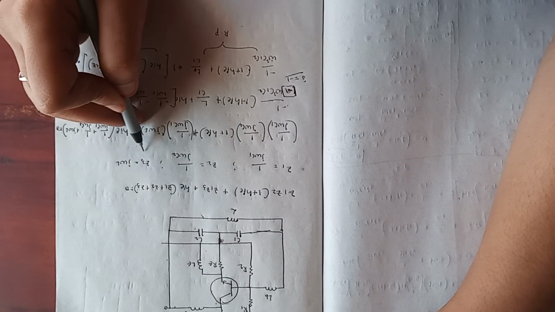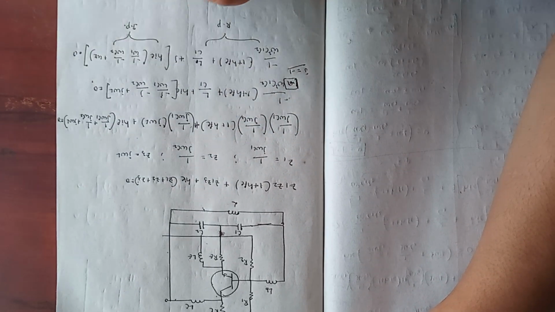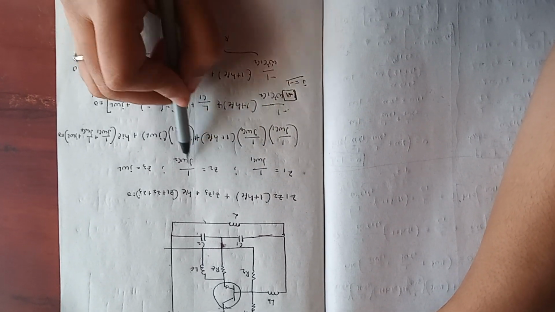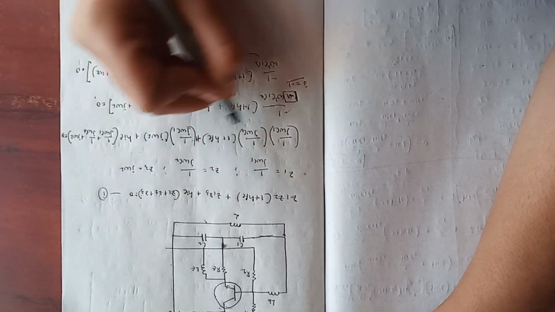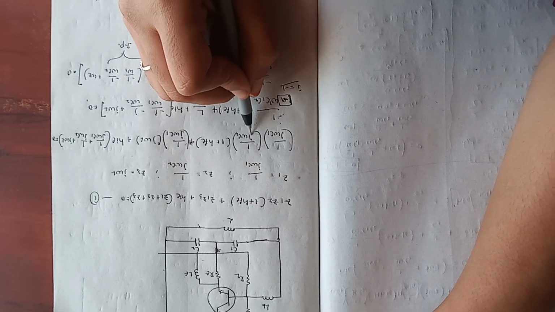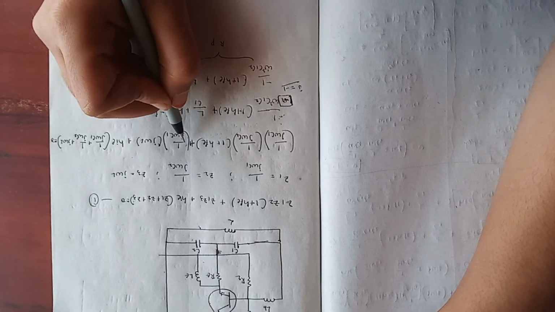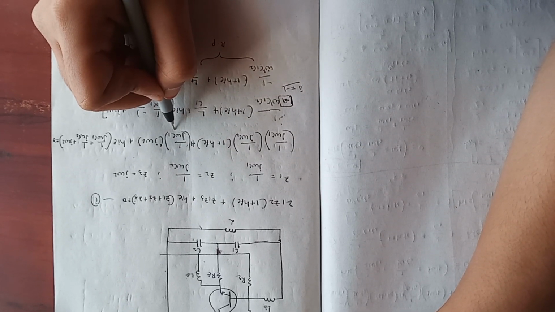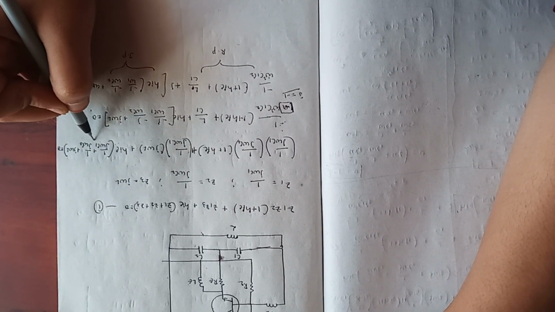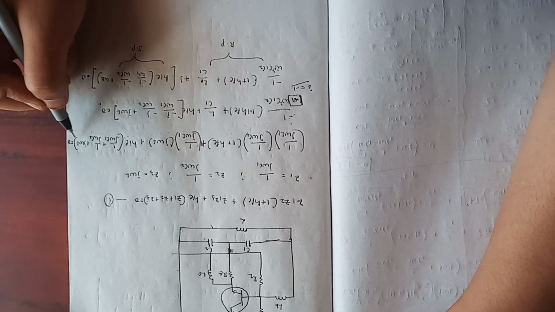For inductor we'll take J omega L. Here we have to substitute all these in equation 1. Z1, 1 by J omega C1 into 1 by J omega C2 into (1 plus HFE) plus 1 by J omega C1 into J omega L plus HIE into (1 by J omega C1 plus 1 by J omega C2 plus J omega L) equals to 0.